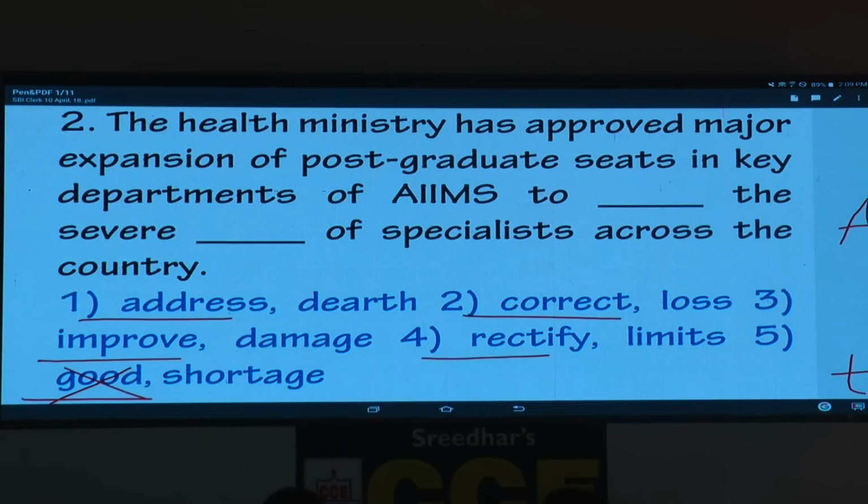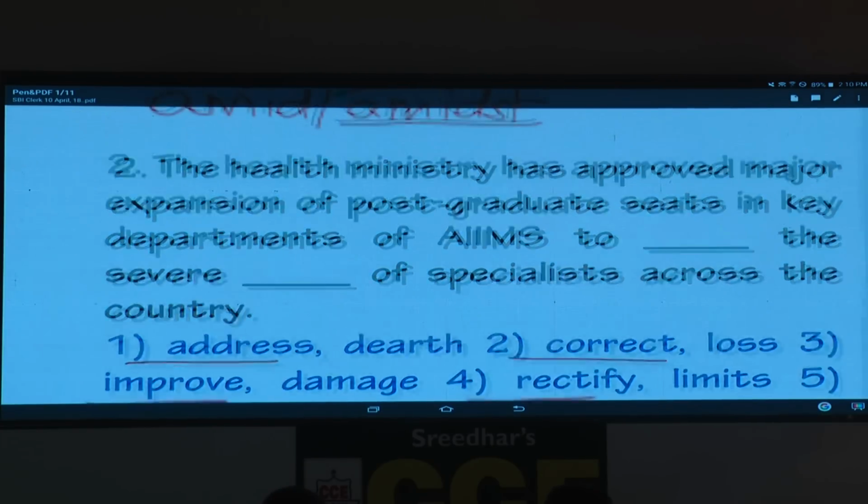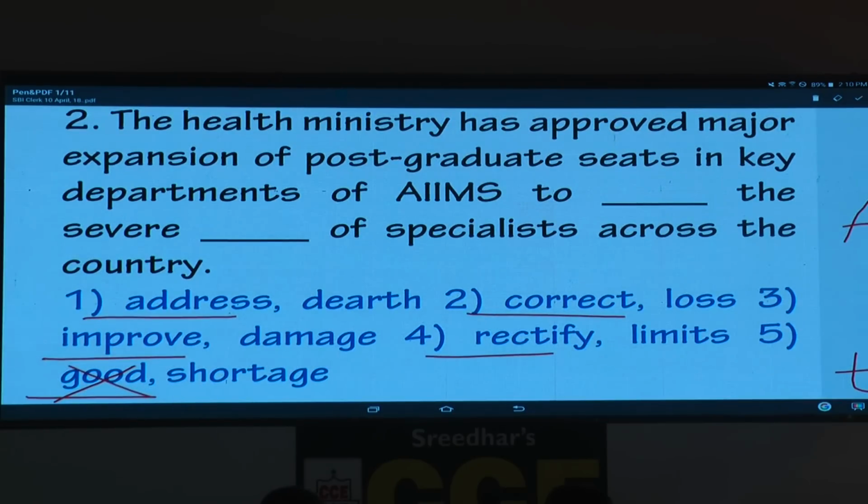And what is the second word? To address the severe dearth of. Dearth means what? Shortage. Very good. So this seems correct, but we'll check other options also. To correct the severe loss of specialists. But correct is not the right word here. We cannot consider this based on the first option.